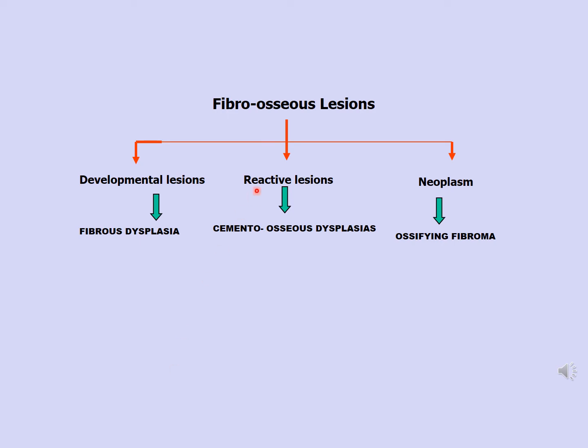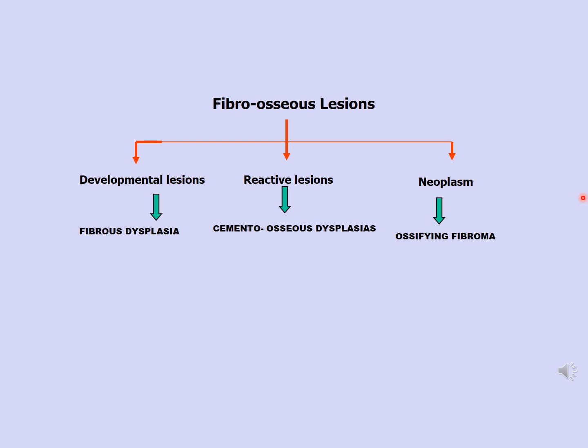Now when we look at fibrous lesions, as we've understood, normal bone is replaced by fibrous tissue, and that fibrous tissue undergoes mineralization. That's what fibrous lesions are. It's a process. Now these fibrous lesions collectively are categorized into three types. Developmental lesions, which is fibrous dysplasia. Reactive lesions, that means they occur secondary to inflammatory components, which is cemento-osseous dysplasia. And the third, which is neoplastic. Neoplasm means new growth, and under this comes the benign neoplasm ossifying fibroma.